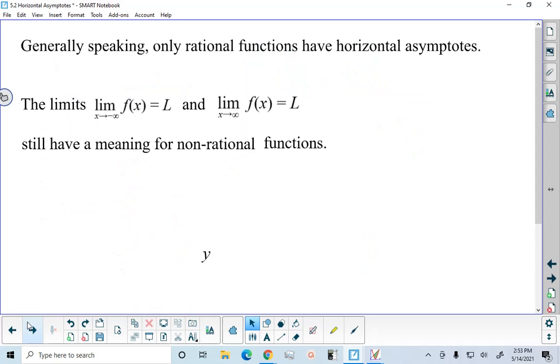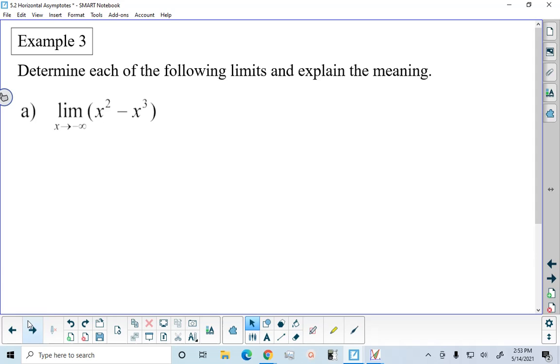This lesson, everybody, was really about horizontal asymptotes. And that's what your assignment is concerning. We're not going to do example 3 today. We're going to finish it on Monday.